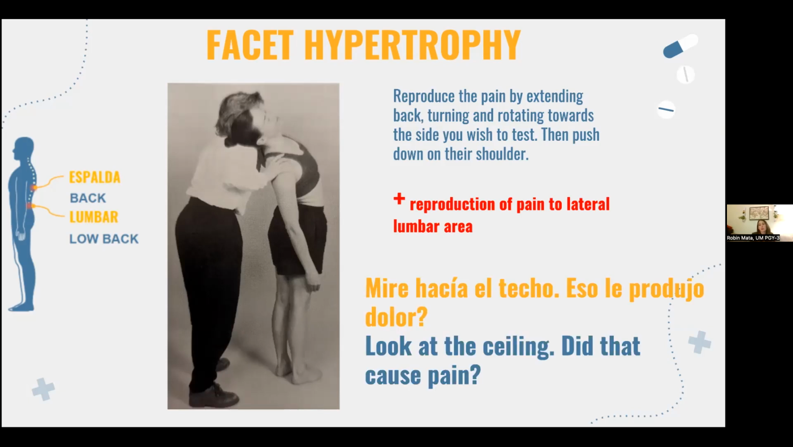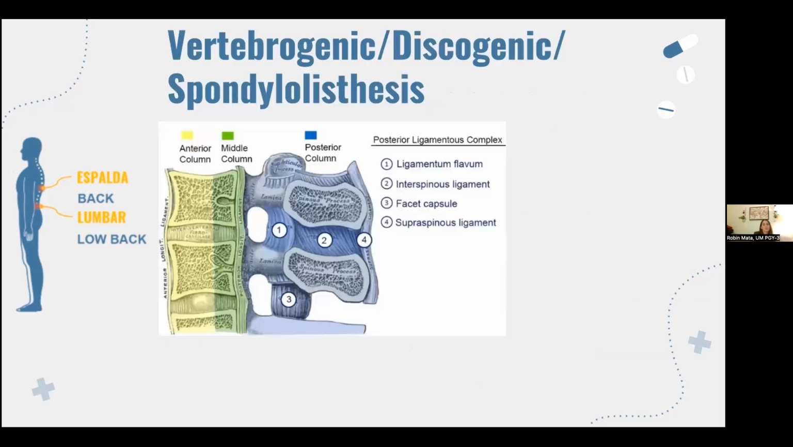So, mire hacia el techo, look up to the ceiling. And then you can always ask, if you want to say duele, there's nothing wrong with that. But if you want to be a little bit fancier and sprinkle some pizzazz on your español, you can say, eso le produjo dolor. Did that produce pain? So again, all this will be at the end of the slide if you want to take a screenshot of the phrases.